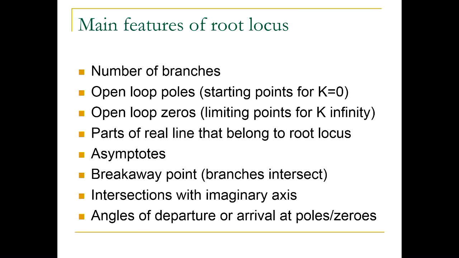So now we want to go back to the main features. In yesterday's lecture, I introduced these things and defined them on an example. I defined what the branches are. I defined open loop zeros and poles. And also parts of the real line that belong to the root locus, asymptotes, breakaway points, which are the points where branches intersect, intersection with the imaginary axis, and angles of departure or arrival. So we introduced these in yesterday's lecture.